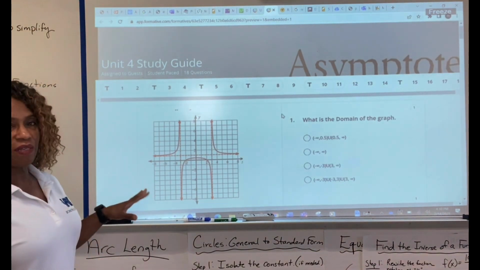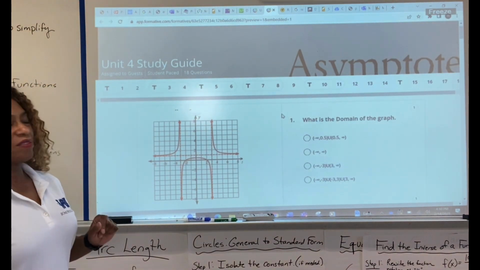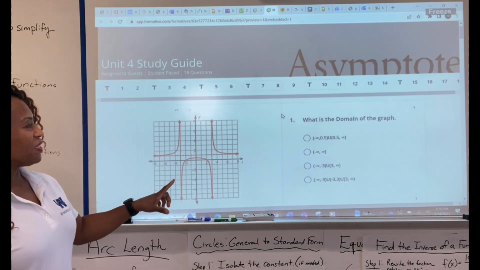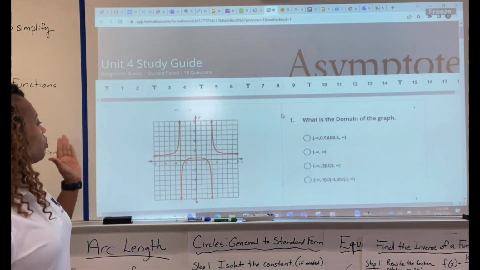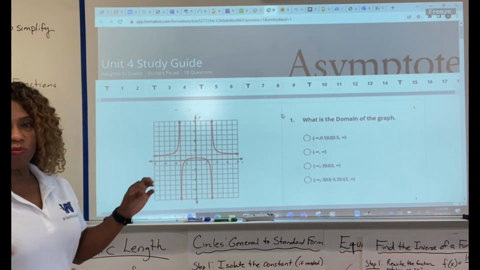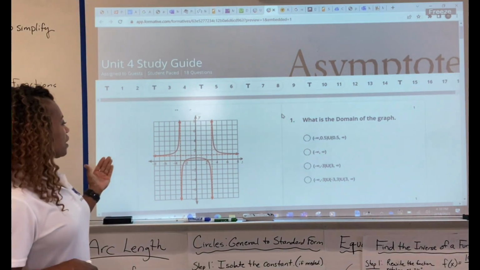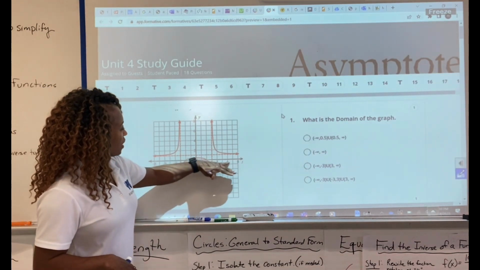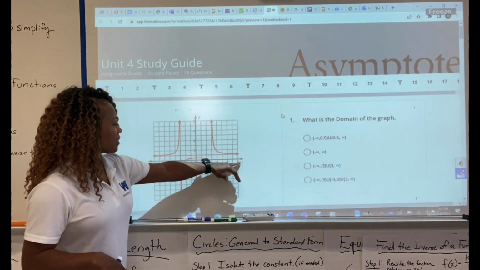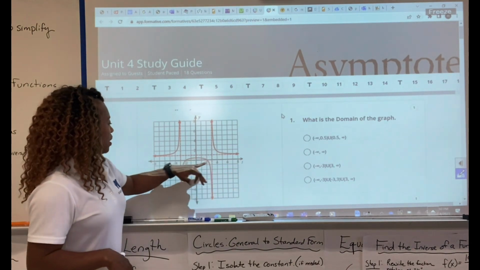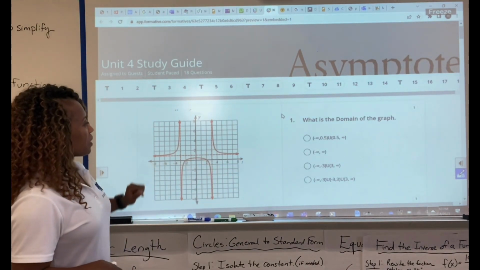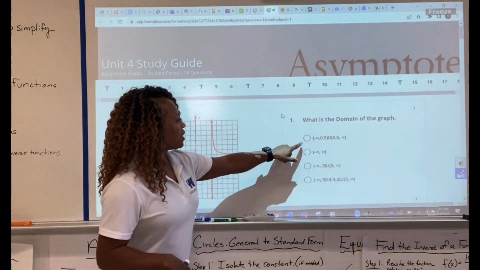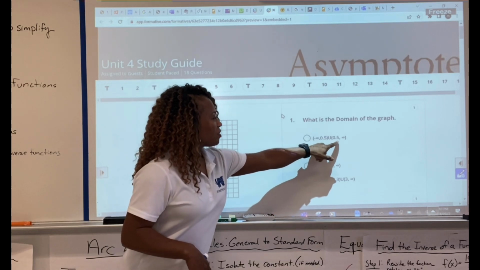So for the first one, we are going to take a look at this graph, and we're asked to determine what's the domain of the graph. If you take a look at the answer choices, you notice how they are given using the negative infinity and positive infinity. So when we do our domain, remember domain are the x values. So we're taking a look at the actual x values here. So these are the x values on the horizontal axis, the x-axis, positive values that way and negative values this way.